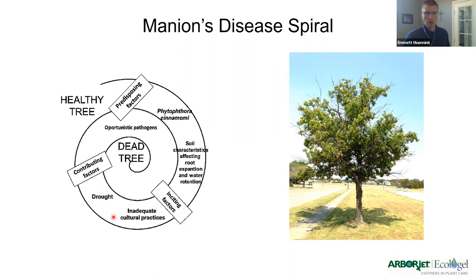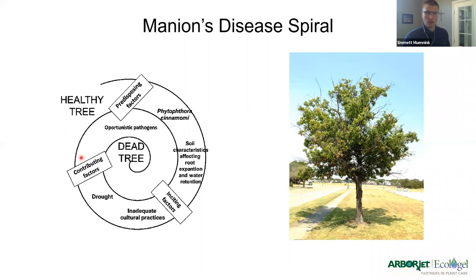This could be drought or construction, something like that. That is an inciting factor that actually damages the tree. And then you get to the contributing factors. This is your opportunistic pathogens. This is generally where diagnosis begins to take place.